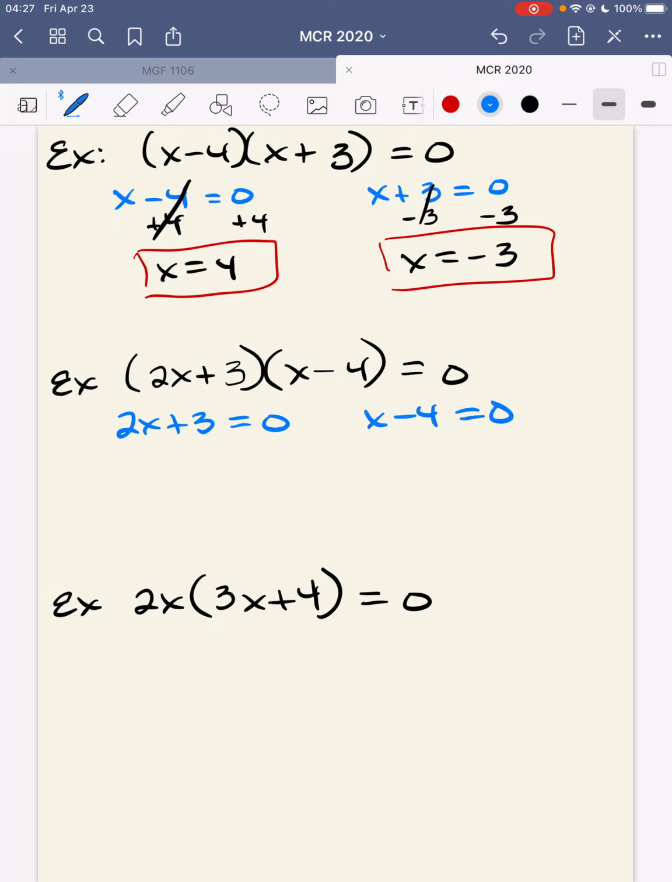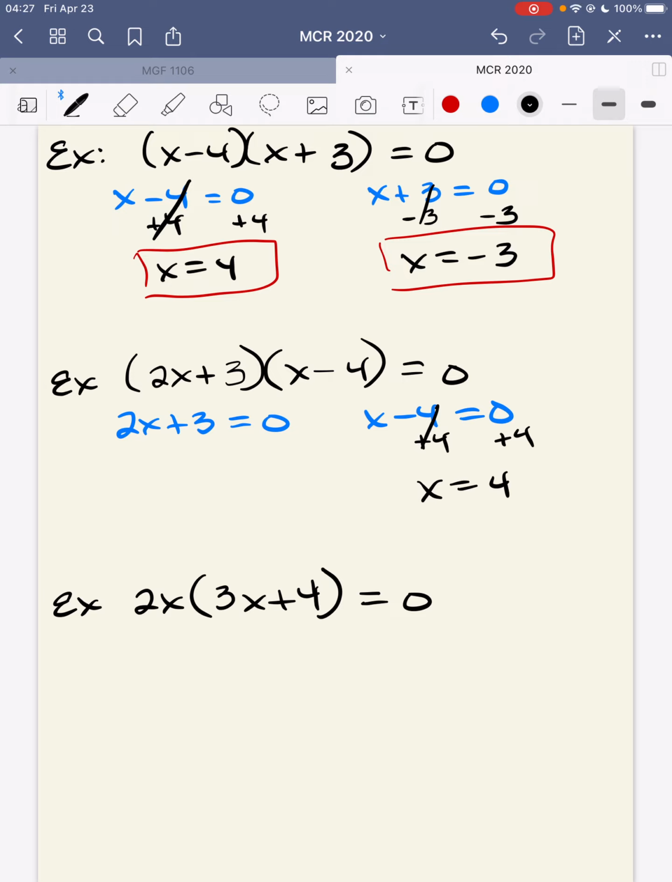Okay. And then we're going to go ahead and solve. And you can solve either one in any order you want. So we have x minus 4 is equal to 0. That one's going to be easy. Add 4 to both sides. And we're done. x is equal to 4.